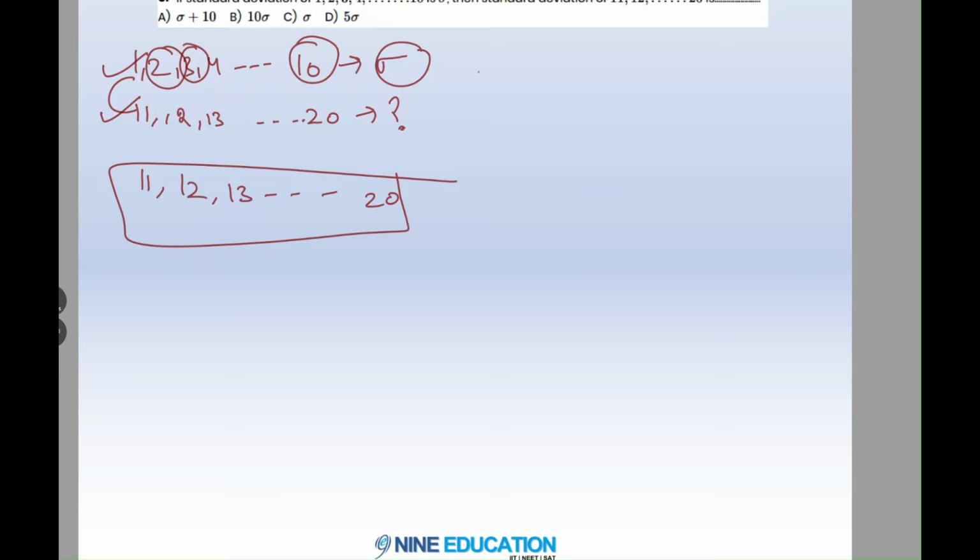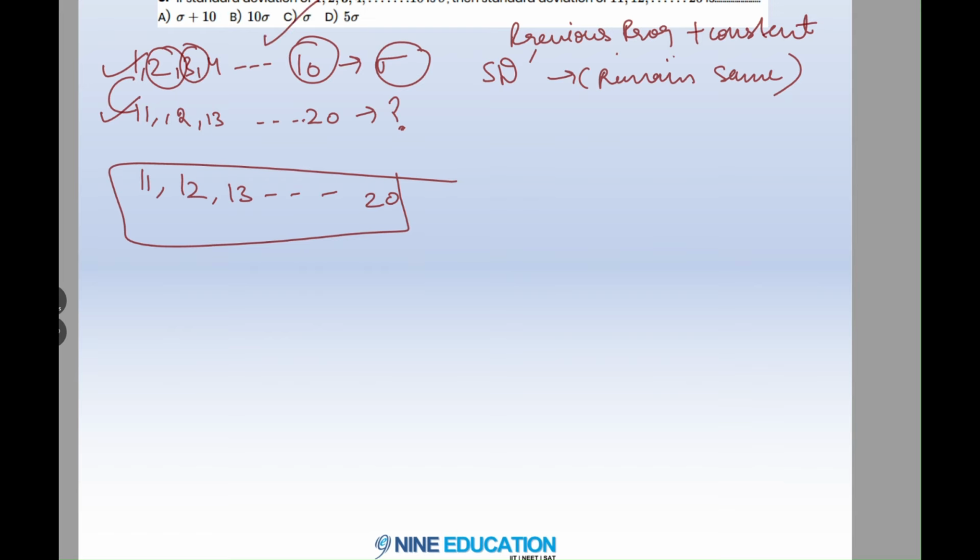Now the change observed in SD when you add some constant to the previous progression: the SD remains the same. There is no change, it remains the same. Therefore, since you have added a constant 10 to the given progression, your SD will remain the same. It will be sigma only. So option number C is correct.